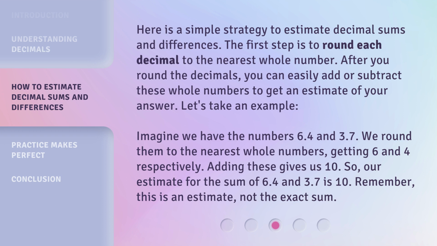Imagine we have the numbers 6.4 and 3.7. We round them to the nearest whole numbers, getting 6 and 4 respectively. Adding these gives us 10. So, our estimate for the sum of 6.4 and 3.7 is 10. Remember, this is an estimate, not the exact sum.